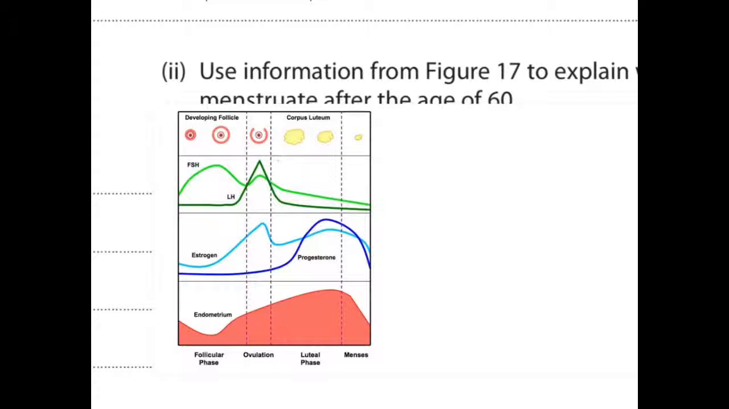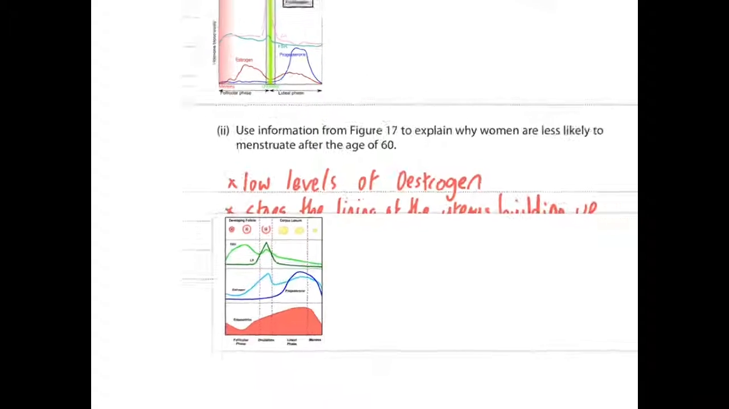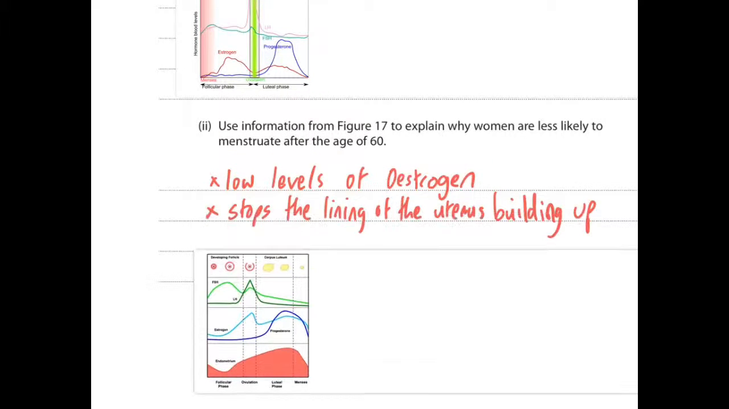so if this lining doesn't build up, there's nothing to shed. So what we say is low levels of estrogen, or these hormones, stop the lining of the uterus building up. So that's why menstruation doesn't occur after the age of 60.